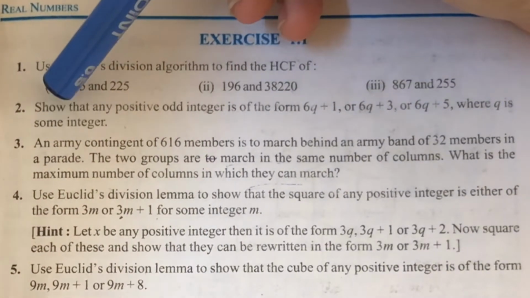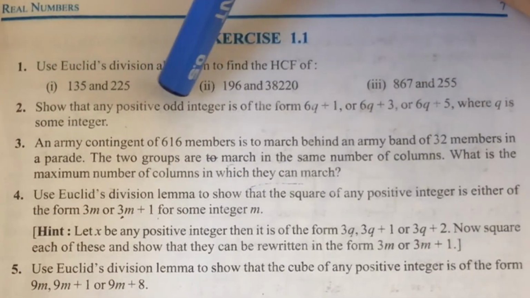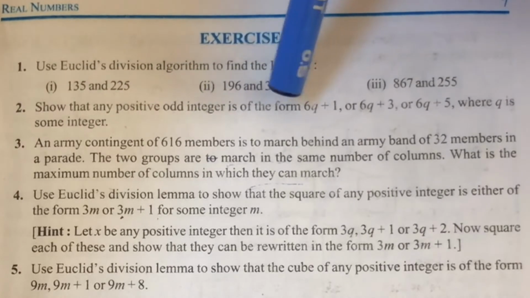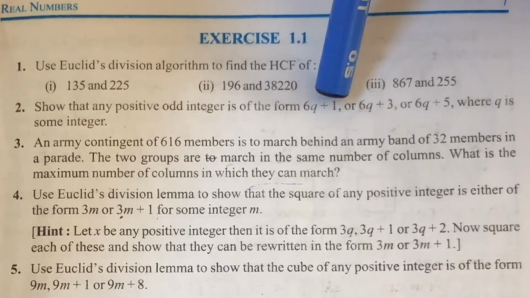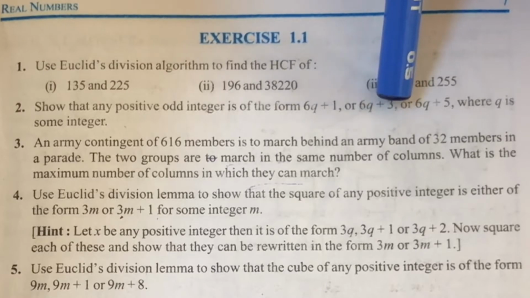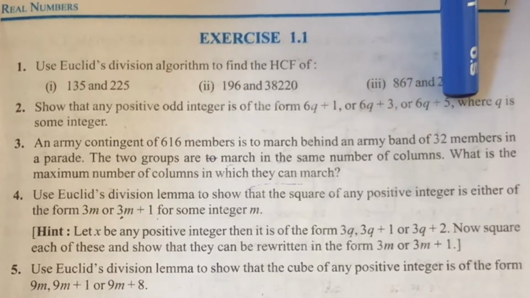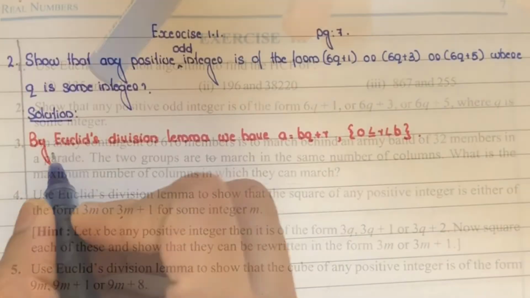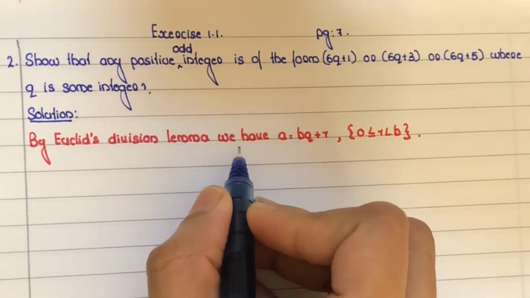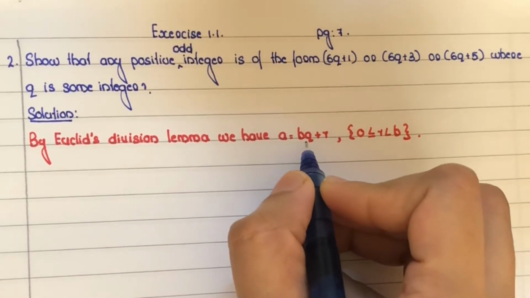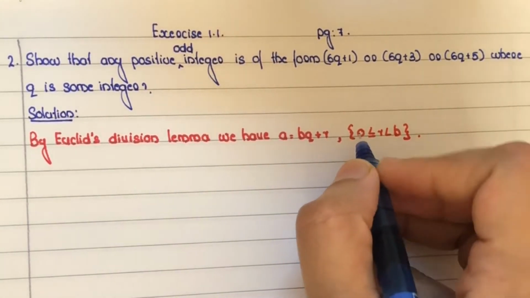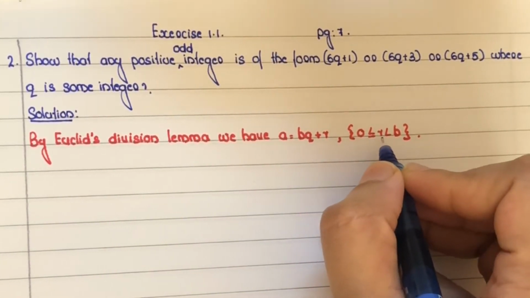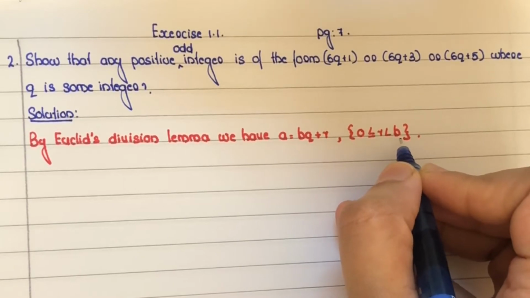Next page number 7, exercise 1.1. Question number 2. Show that any positive odd integer is of the form 6q plus 1 or 6q plus 3 or 6q plus 5 where q is some integer. By Euclid's division lemma we have a equal to bq plus r, 0 less than or equal to r less than b.